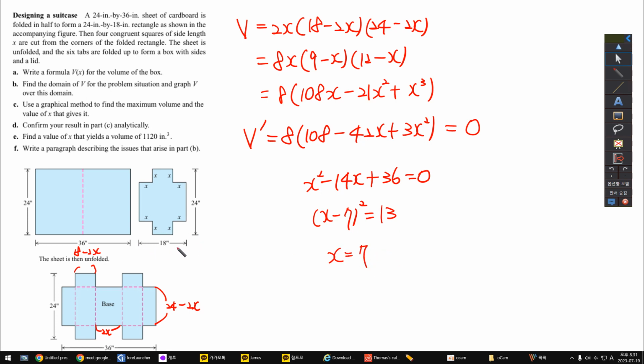for the domain, it should be this, 7 minus square root of 13, plus would make the margin greater than 2. And so when x has this value, that will make the maximum volume. So let's make a graph of this to see if this really makes the maximum volume.